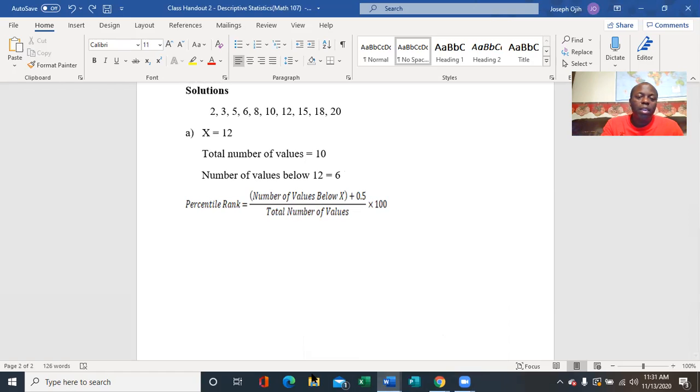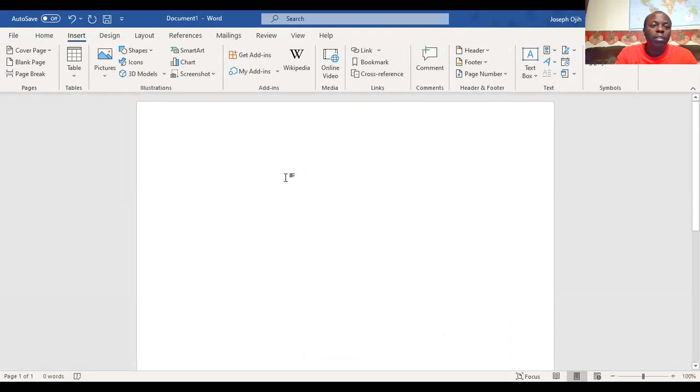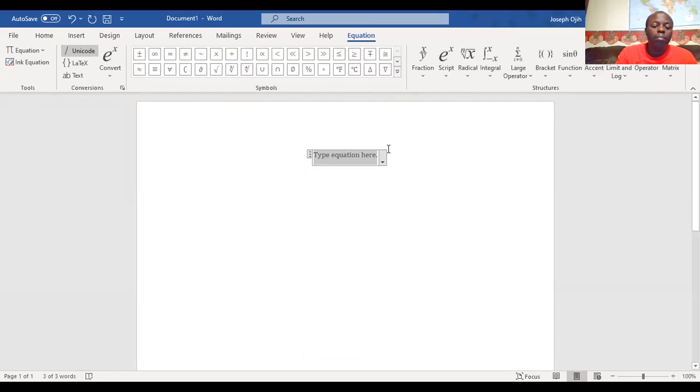So taking you there will be here, right here. Okay. So let me put the numbers in with the equation. Percentile rank. Hope you can see. Rank equals. I'm going to put the formulas in.